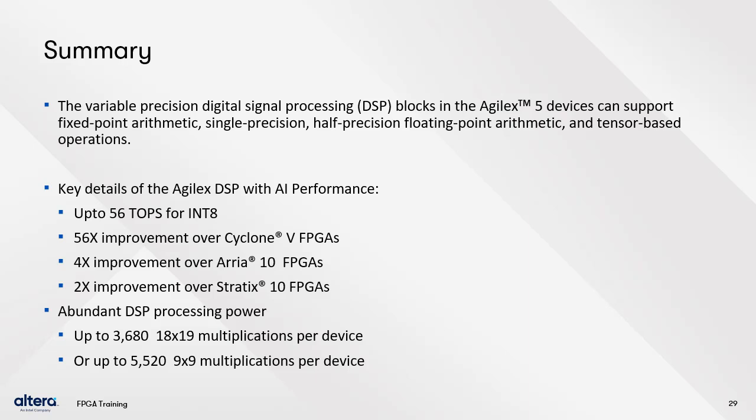Key details of the Agilex DSP with AI performance are up to 56 TOPS for INT8, 56x improvement over Cyclone 5 FPGAs, 4x improvement over Arria 10 FPGAs, 2x improvement over Stratix 10 FPGAs, abundant DSP processing power, up to 3680 18 by 19 multiplications per device, or up to 5520 9 by 9 multiplications per device.